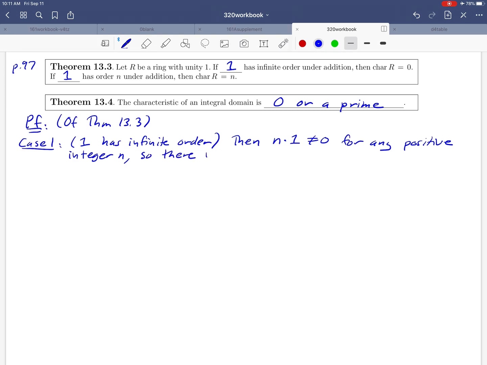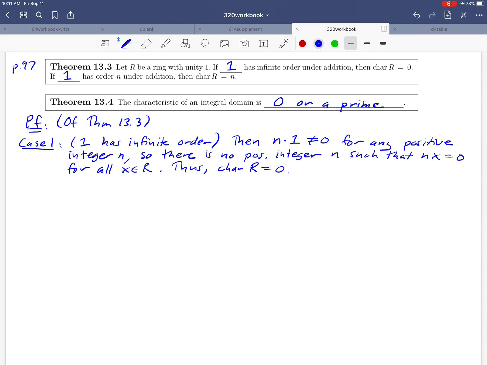So there is no positive integer n such that n times x equals 0 for all x in R. Oh, not the reals, just the arbitrary ring R. And if you think about it, that's the definition of what it means, or that demonstrates that the characteristic of R has to be 0. So we've proven the first claim made in Theorem 13.3.